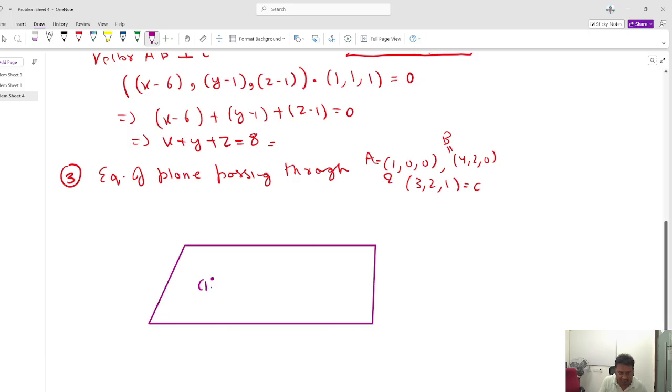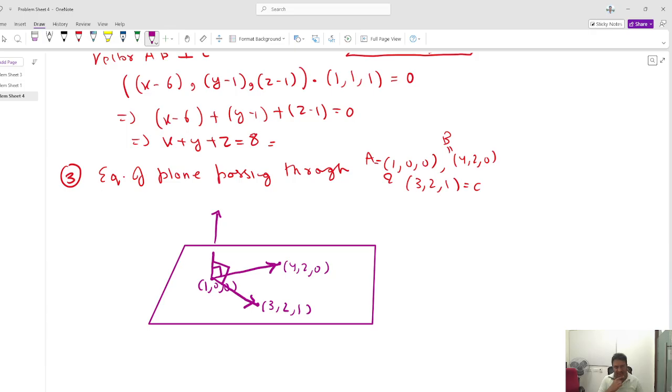So you have this situation. Somewhere you have 1 0 0, I'm just randomly plotting, okay? Somewhere you have 4 2 0, and somewhere you have 3 2 1. You take this vector and this vector. You know an operation called cross product, right? It gives you a vector which is orthogonal to both of them.